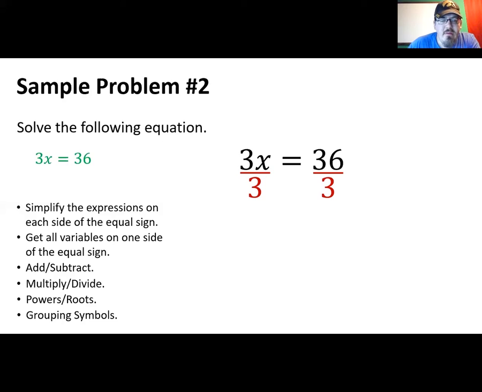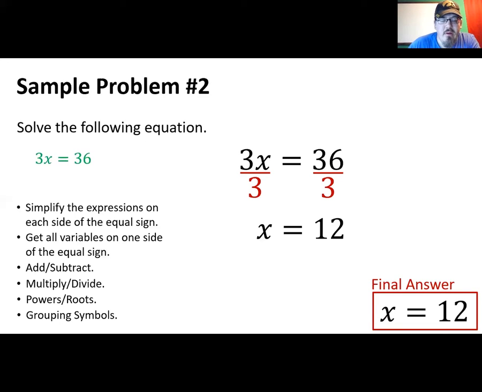On the left, 3 divided by 3 is 1. And 1 times x is just x, so that gets the variable by itself. On the right, 36 divided by 3 is 12. And there's our solution. Again, this is just a one-step equation, so there's just one thing that we have to do in order to get the variable by itself and to solve the equation. If we go back and double check, 3 times 12 does in fact equal 36. So we know that we've got the correct solution.